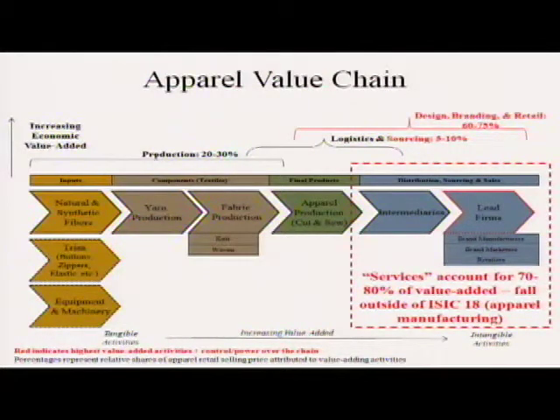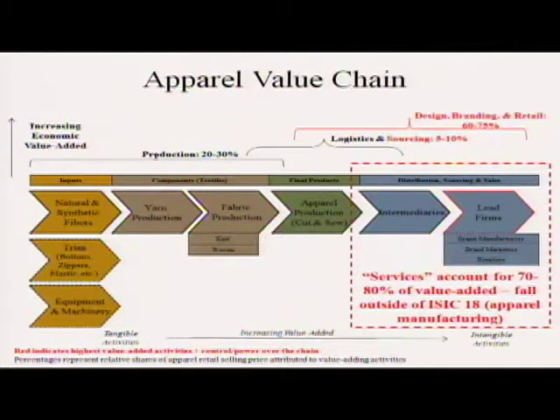When you look at a chain like this, you see that services account for 70 to 80% of the value added. It's a little like when we used the iPhone example yesterday for China: the iPhone is a very sophisticated product with a $450 retail value, so why is China only getting $6.50 for assembly costs? Well, similar things go on here in apparel.